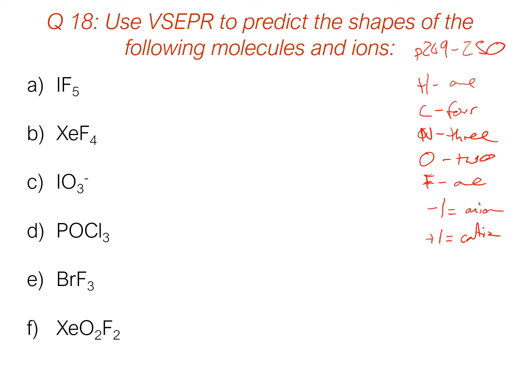So let's start with IF5. So we've got I as the central atom, and we know that fluorine likes to make just 1 bond, a single bond. So we can draw 5 fluorines around it like this. There we go. Next, we need to know how many lone pairs there are. So if we think of how many valence electrons iodine has, just as an element, it's in group 17, so it has seven valence electrons. You can see 5 of them are already participating in covalent bonds. So you've got 1, 2, 3, 4, 5. So that leaves 2 valence electrons that aren't being used for bonding. So there must be 1 lone pair.